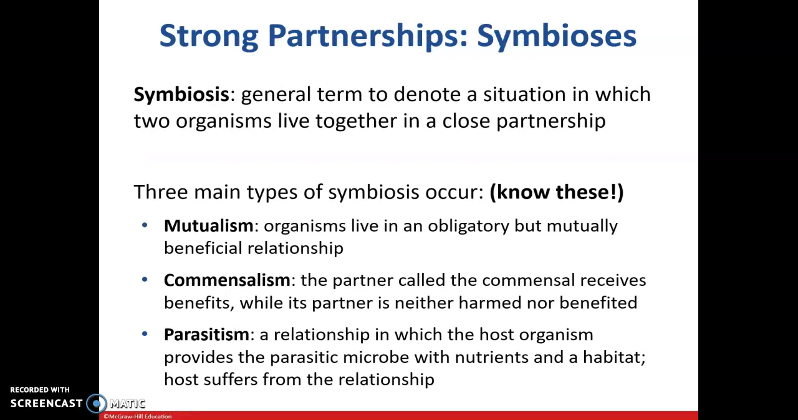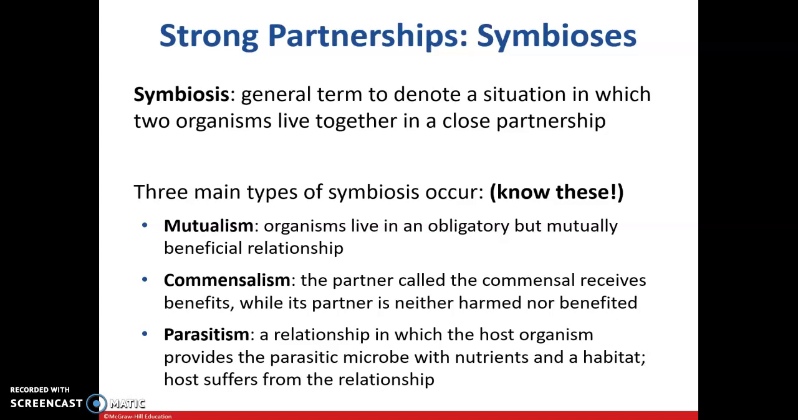Alright, so strong partnerships, symbiosis. So symbiosis is a general term to denote a situation in which two organisms live together in a close partnership. So we have three main types of symbiosis, and you need to know these. Be sure to be able to define these and maybe even give an example if there's anything in the book on that. So we have mutualism. Organisms live in an obligatory but mutually beneficial relationship.